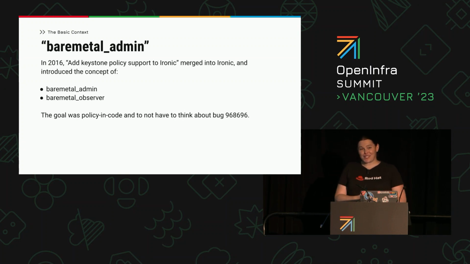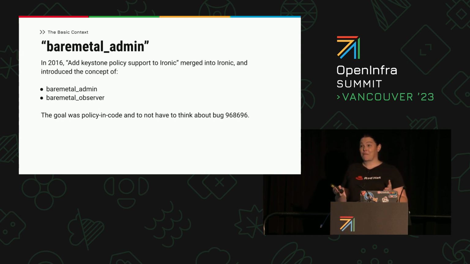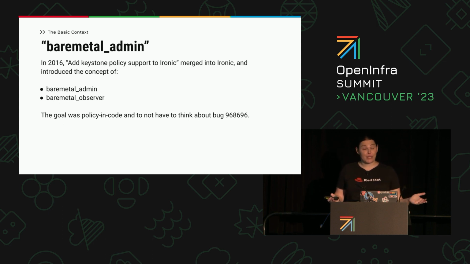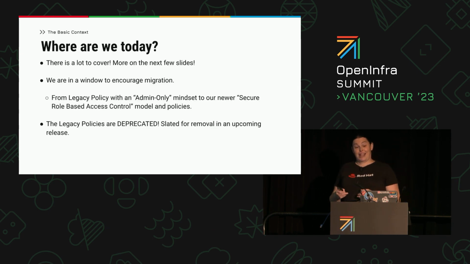But in 2016, as part of the policy and code effort, Ironic added a bare metal admin and a bare metal observer role. And the idea was to allow operators to delineate who needs to read from the API and who needs to write to the API using these two roles. And this was in Ironic for quite some time and remains available today, although we're getting there. There's a lot to cover. And we are in a migration window right now.